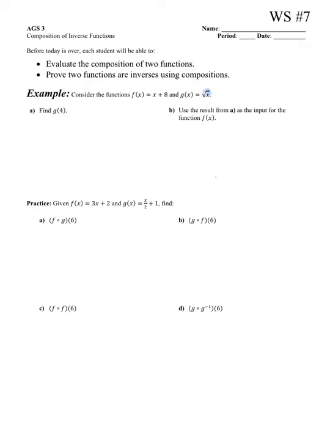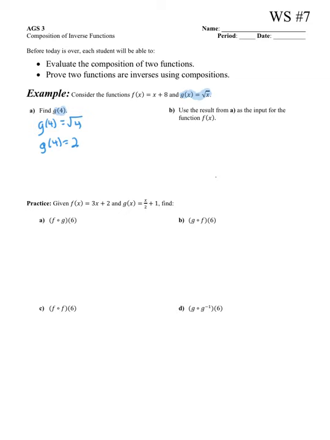So we start today with g of x equals square root of x, and we want to find g of 4. So pretty straightforward. We should be good at these by now, just using function notation, plugging in. Square root of 4 is 2. So g of 4 is 2.